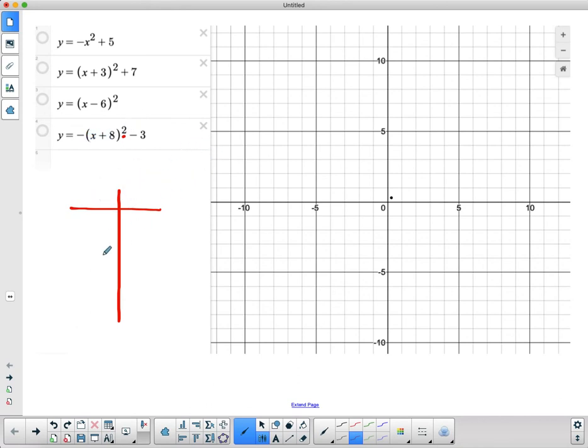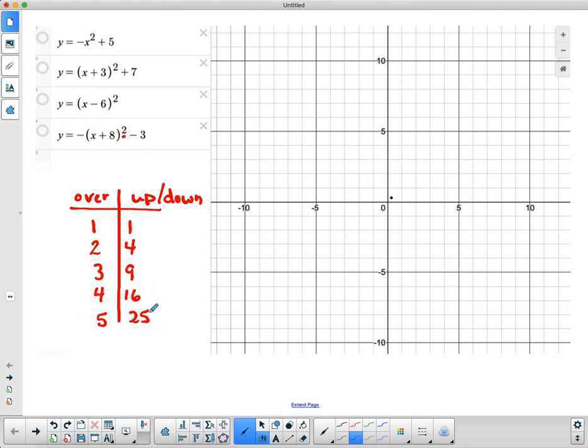Now, here's where the shape comes from. If we move over from the vertex, we have to move up or down, depending on whether the parabola opens up or down, the square of what we move over. So if I move over 1, I move up or down 1 squared, which is 1. If I move over 2 from the vertex, I move up or down 2 squared, which is 4. When I move over 3 from the vertex, I move up or down 3 squared. Now 3 squared is 3 times 3, so that's 9. And so on and so forth. 4 squared is 16. 5 squared is 25, and so on and so forth.